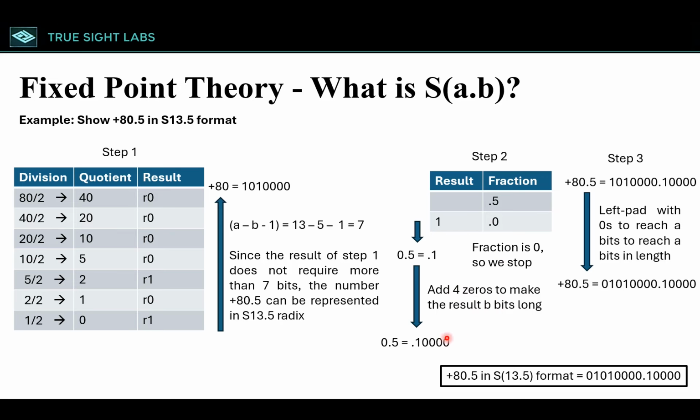This B is 5. Then we just repeat step 3 as we normally do, where we combine this number and this number to get this. Then we left pad with zeros to make it 13 bits long, because that's what A is. And because it's positive, we do not need to take the 2's complement. So that's it for this one.